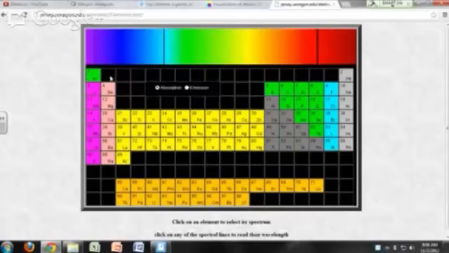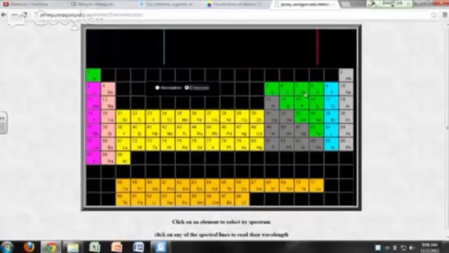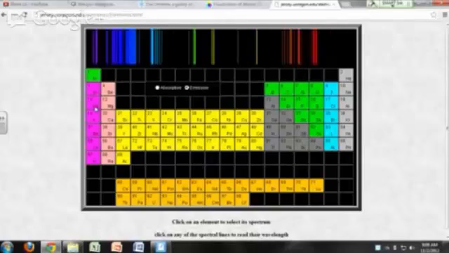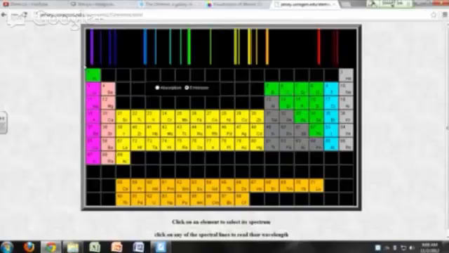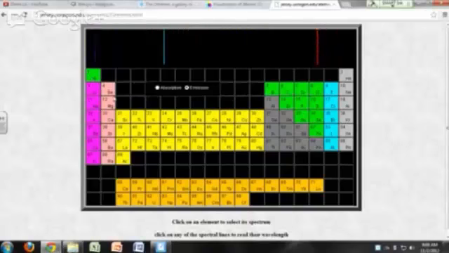If you click on emission here, you can see this is the visible spectrum of hydrogen. That's lithium, that's sodium, and that's carbon. So let's take a look at hydrogen. If you click over this line right here, you can see it's around 656 nanometers. So this is the 3 to 2 transition.